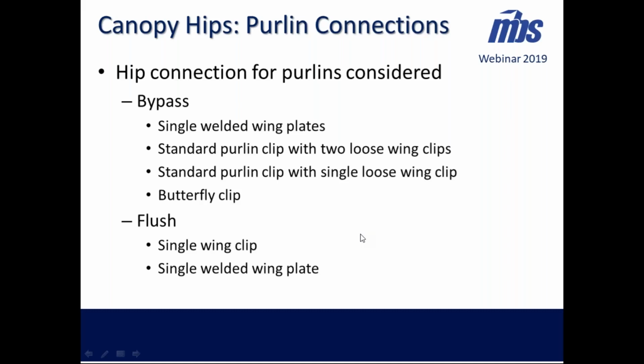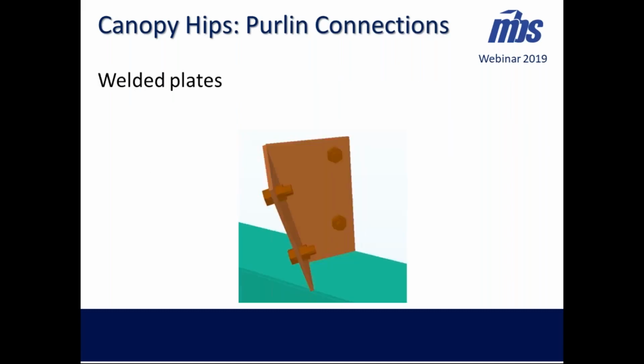For the flush case, maybe you're going to use a single wing clip bolted into the web, or you're going to use a welded wing plate. So we'll just take a look at those. So for case 1, the welded plates, weld 2 big plates up on top flange of that extension beam and bolt your Purlin straight to there.